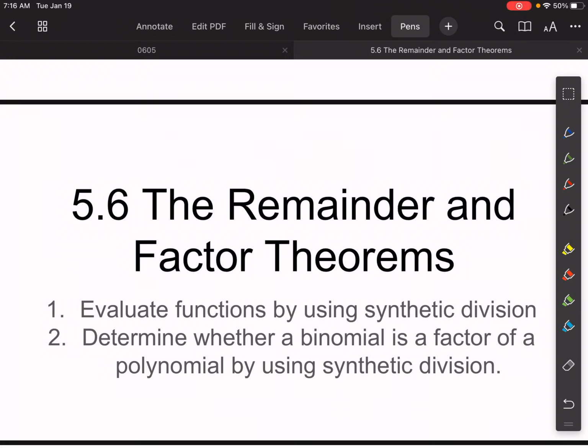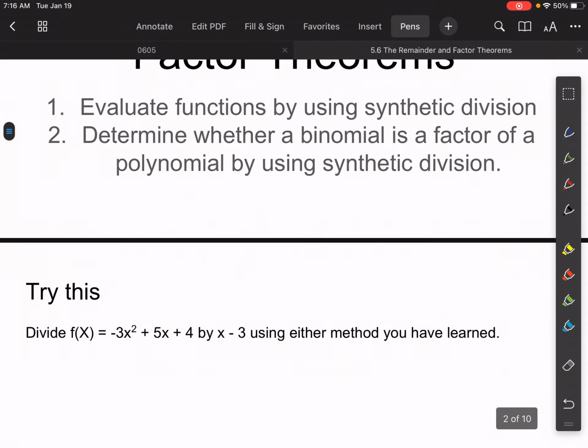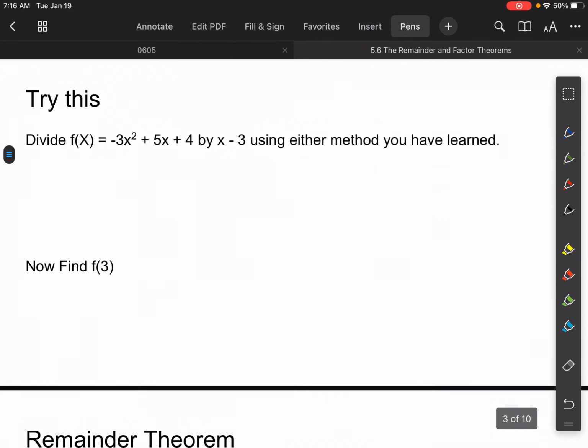Welcome to 5.6, the remainder and factor theorems. We're going to do two things today. We're going to evaluate functions using synthetic division, and then we're going to determine whether a binomial is a factor of a polynomial by using synthetic division. So two things to do today using the remainder and the factor theorems. All right, let's get right into it.